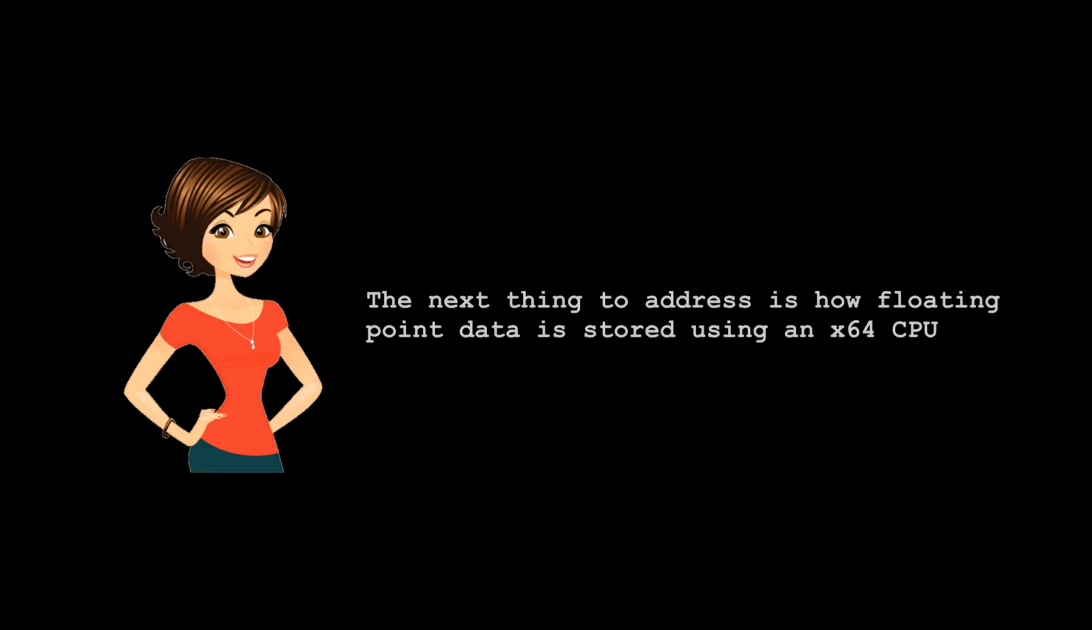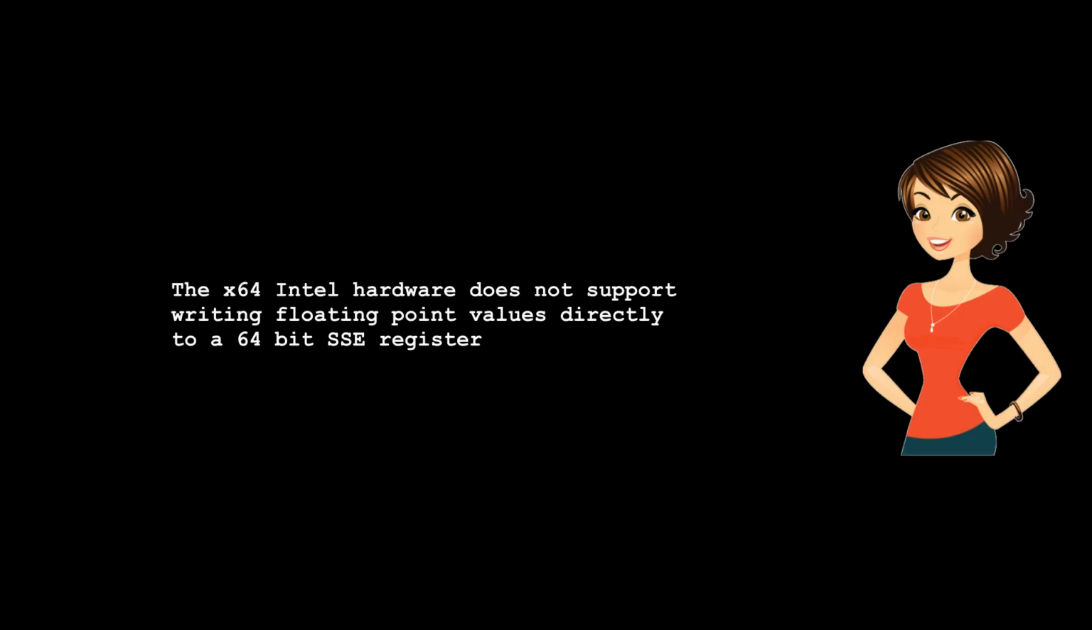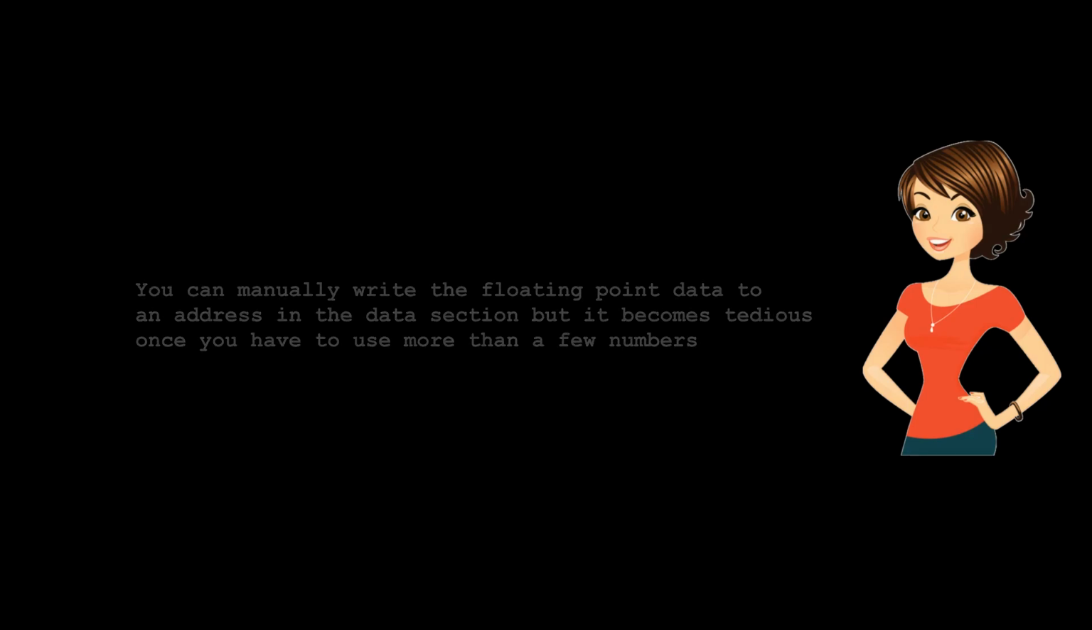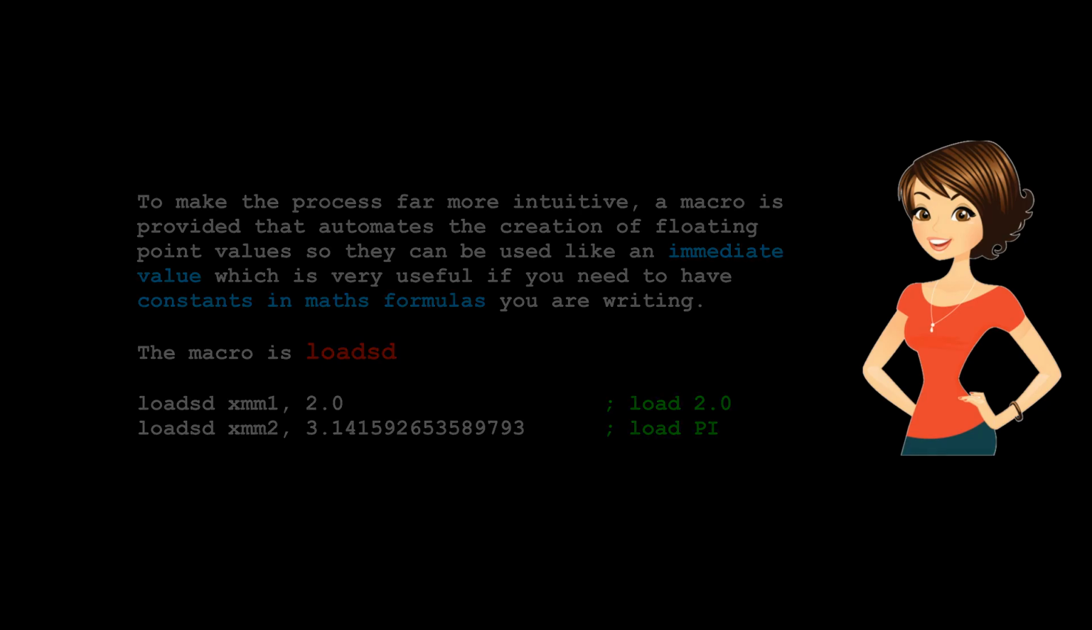The next thing to address is how floating point data is stored using an x64 CPU. The x64 Intel hardware does not support writing floating point values directly to a 64-bit SSE register. You can manually write the floating point data to an address in the data section, but it becomes tedious once you have to use more than a few numbers. To make the process far more intuitive, a macro is provided that automates the creation of floating point values so they can be used like an immediate value, which is very useful if you need to have constants in maths formulas you are writing. The macro is load_sd.